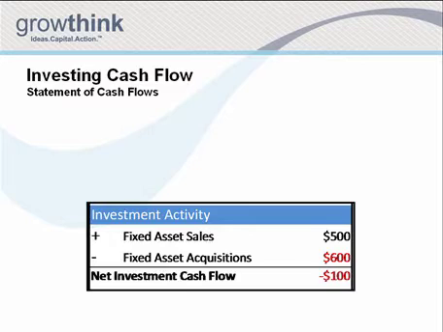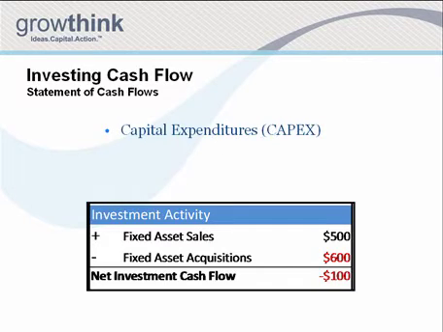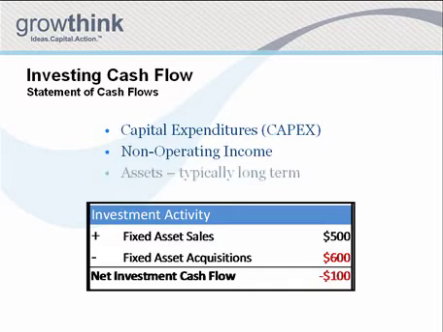Next section is your investing cash flow. It has to do with your capital expenditures, your non-operating income, and this is your long-term assets. And so, an example, if you're in the pizza delivery business and you sell that delivery vehicle, then you're selling a fixed asset. This is not reported as revenue. That's not revenue when you sell an asset from an accounting standpoint. So you sell that vehicle for $500. You're generating $500 worth of cash, and that's going to go into your investment activity. It does not belong on your profit and loss statement.